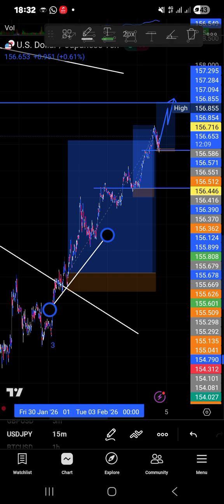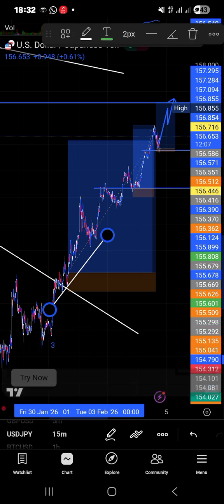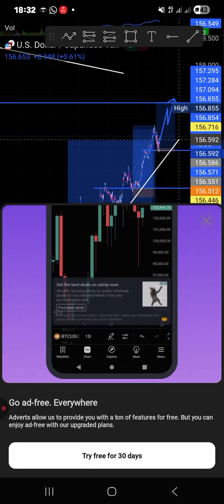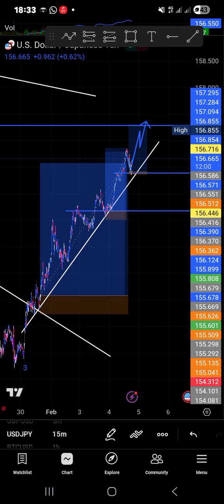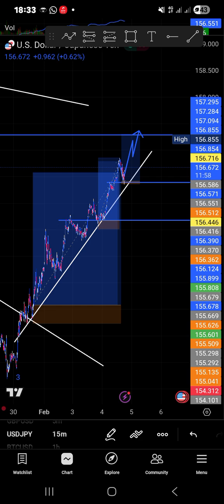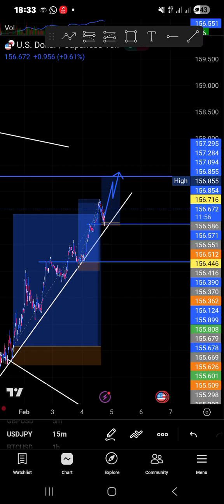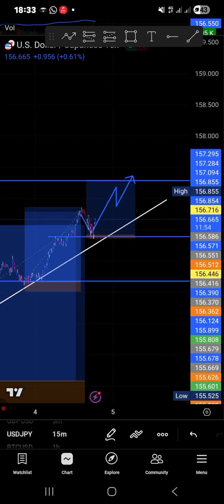Okay, this is not necessary. It was this trend line, but I had to remove it. But you can see we are still in the trend line, so that's why we took a trade. We took a trade, and then it worked very well for us.